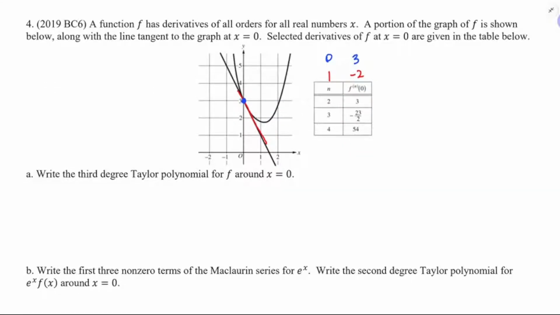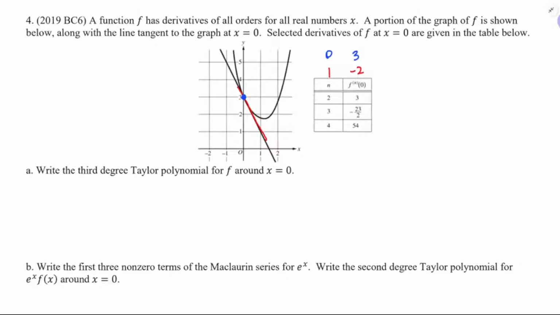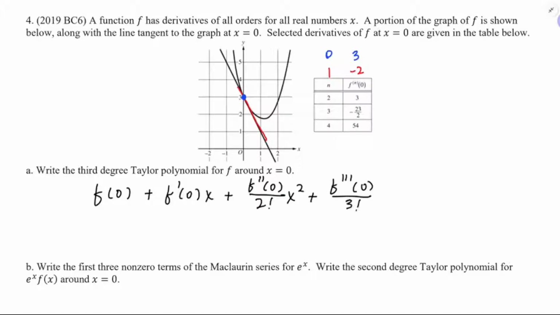So write the third degree Taylor polynomial for f around x equals 0. Yeah, exactly. So we're looking for f of 0 plus f prime of 0 divided by 1 factorial times x to the first, f double prime of 0 divided by 2 factorial x to the 2, and f triple prime, because we're looking for third degree, divided by 3 factorial x to the third.